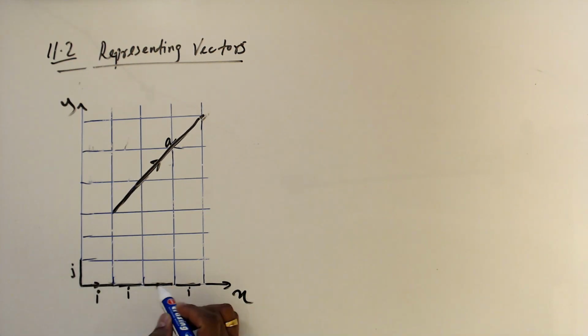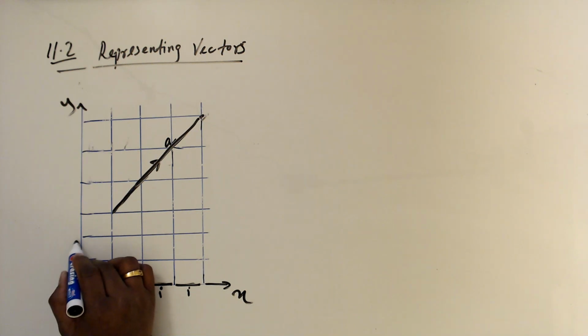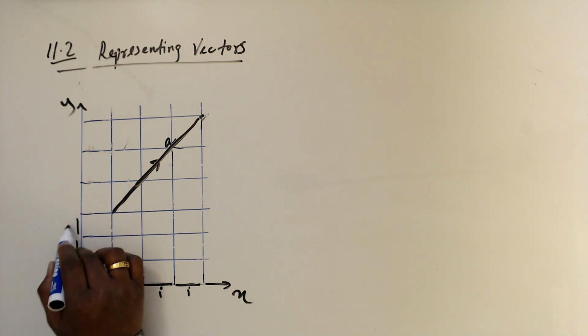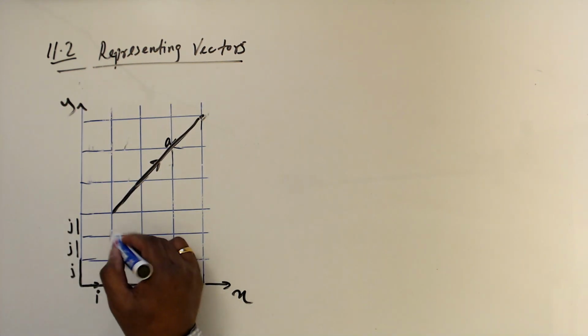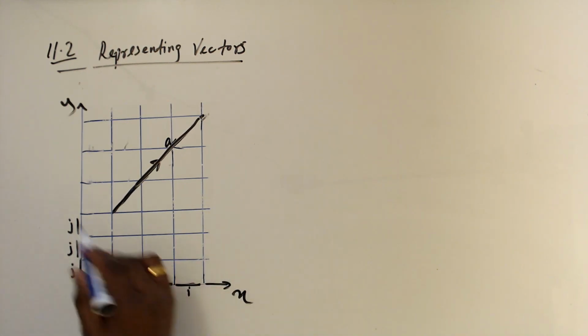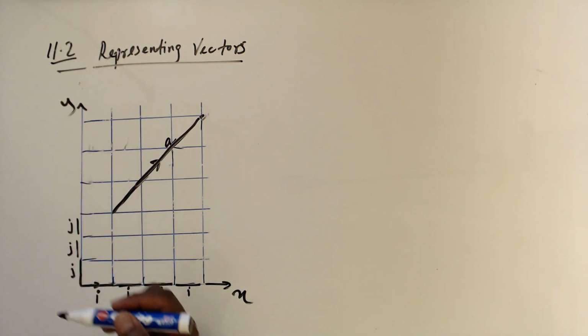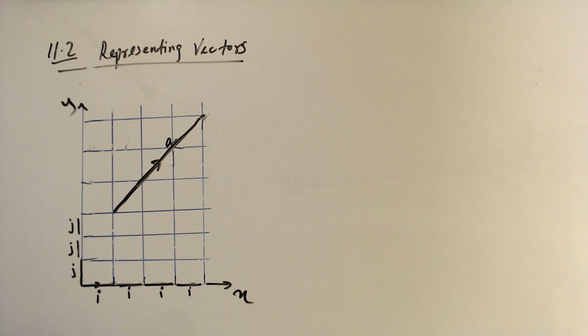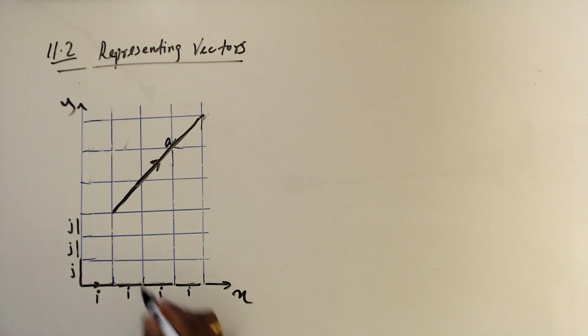Likewise j is also the same. So this is j. This is also j. This is also j. Likewise everywhere there are i's and j's, j's vertically and i's horizontally. Now I can express this vector A in terms of i and j.